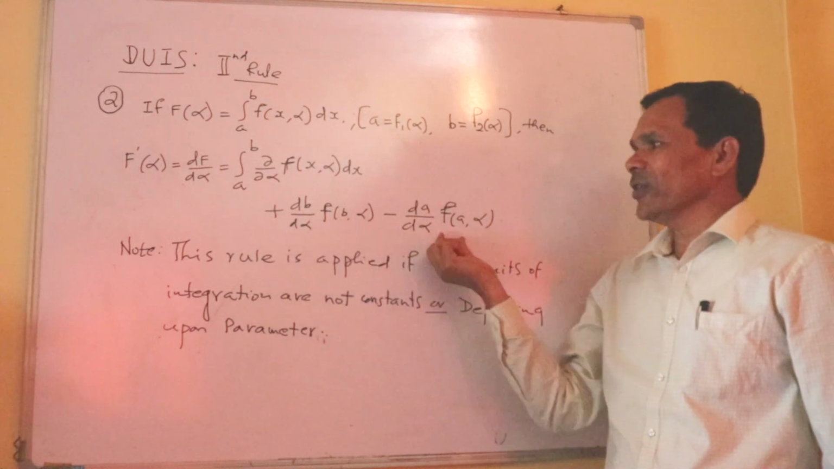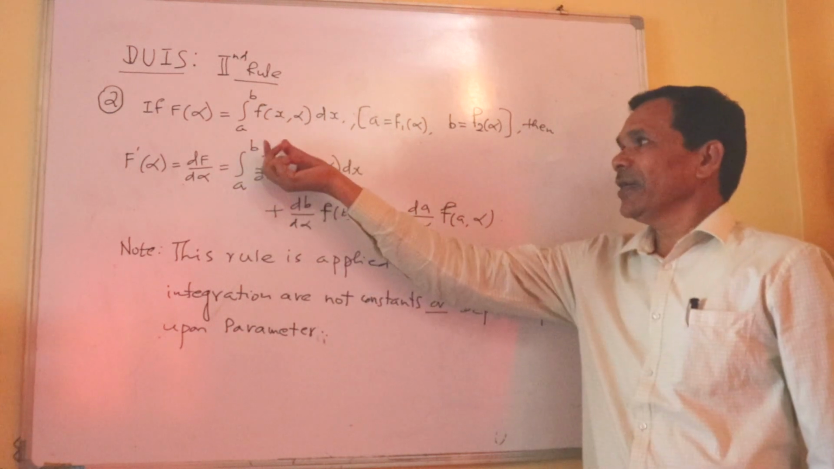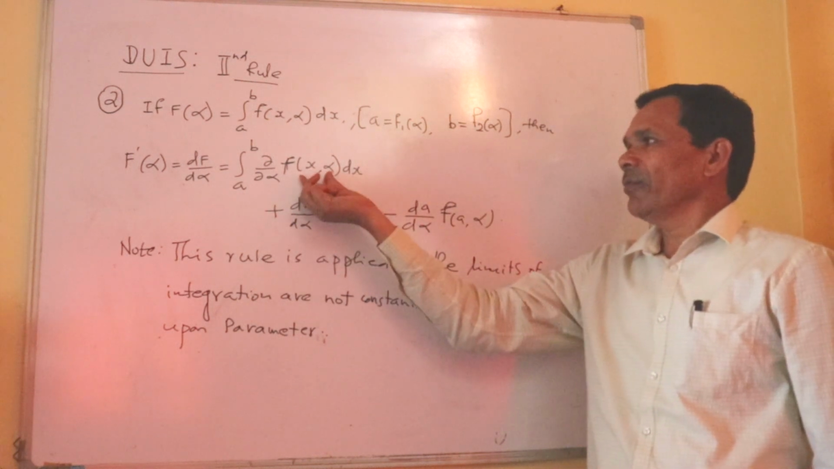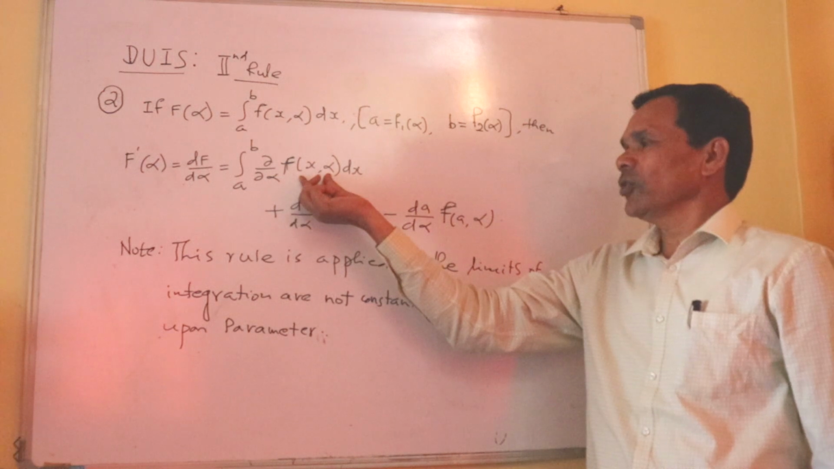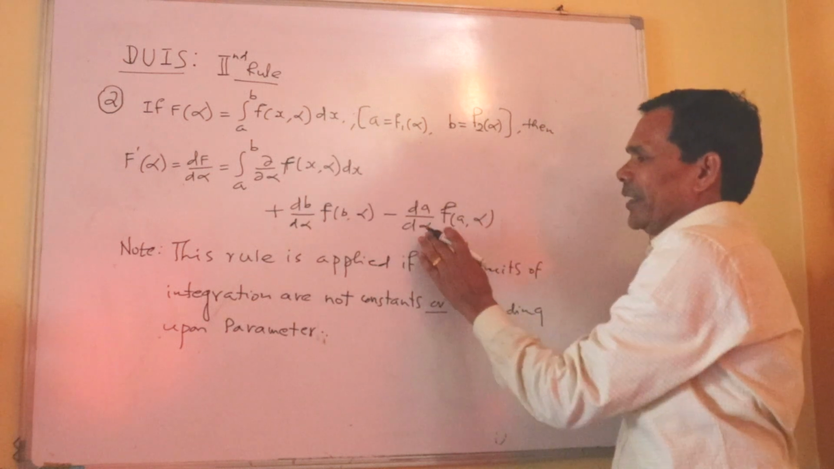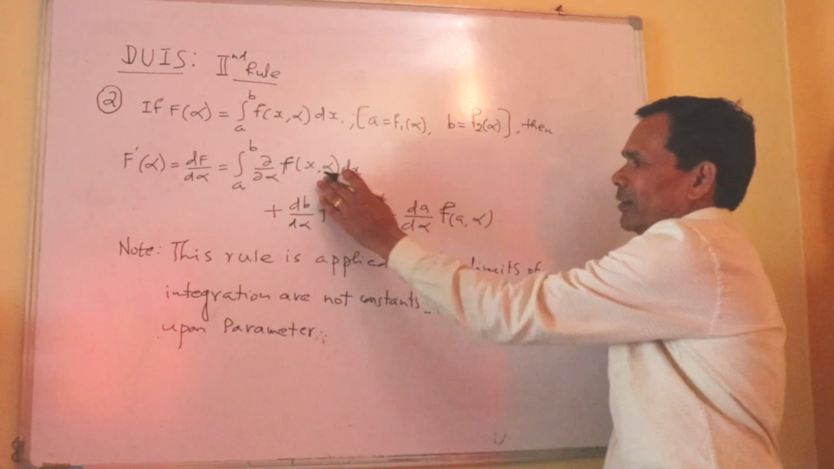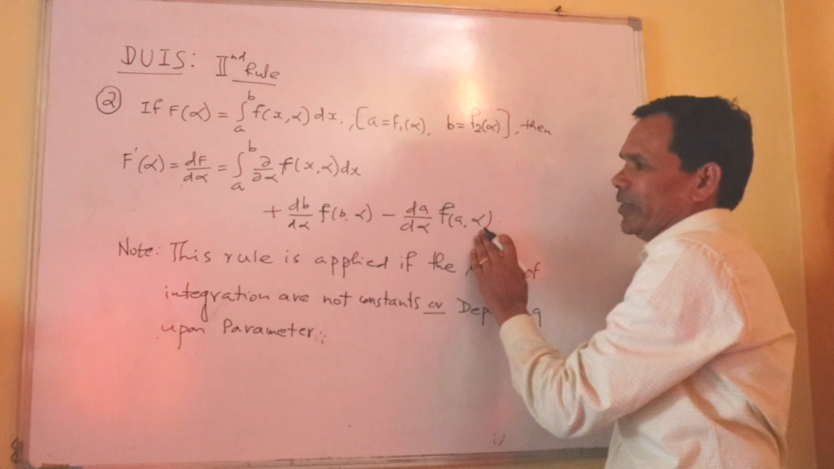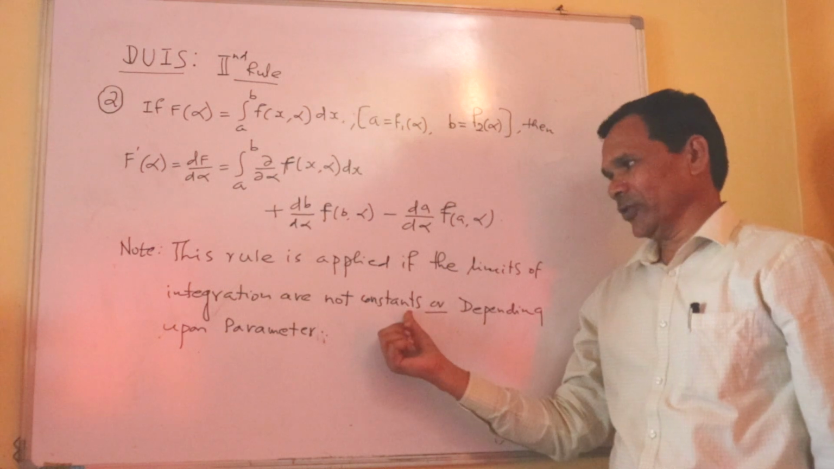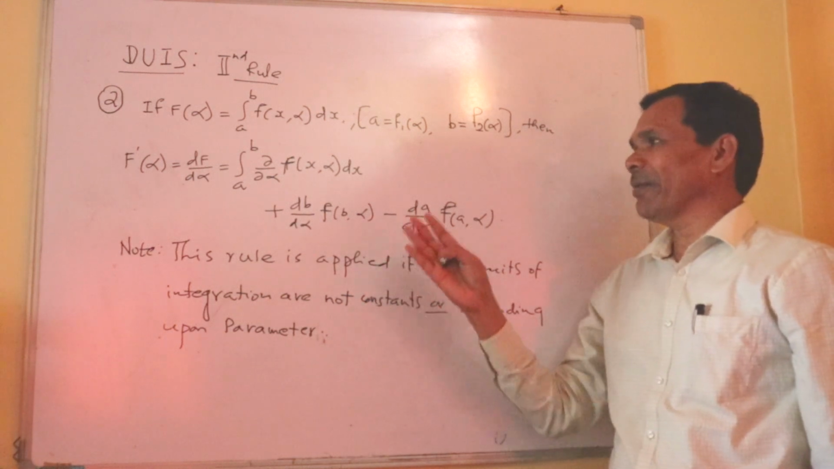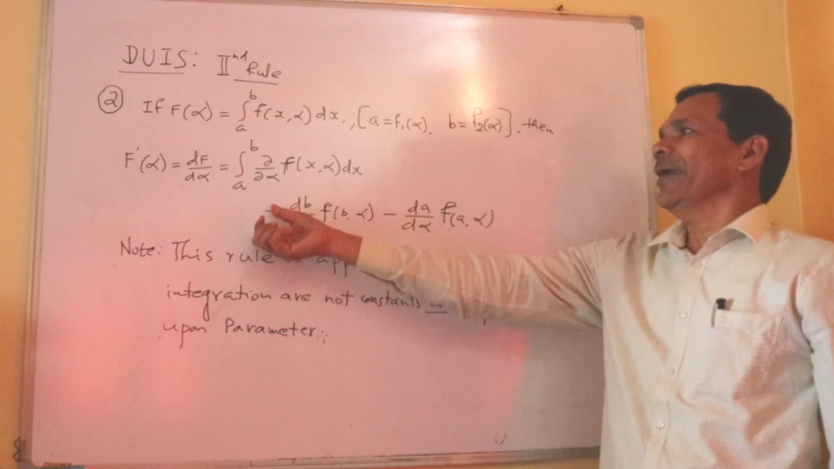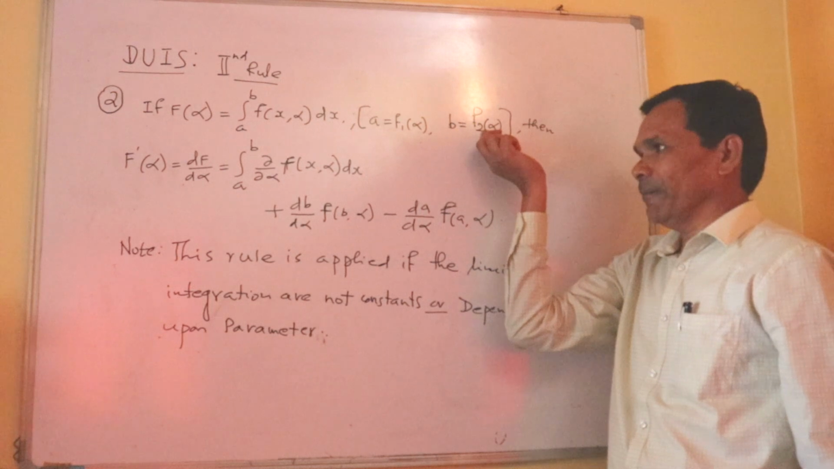So what we do here: two additional terms. b, that is the upper limit, is to be differentiated totally with respect to alpha, and in the integrand, the function to be integrated, x is replaced by b. Then da by d alpha, and x is replaced by the lower limit a. So this rule is applied if the limits of integration are not constants. Constant means 0, 1, pi by 2, something like this, or the limits are depending upon the parameter alpha.